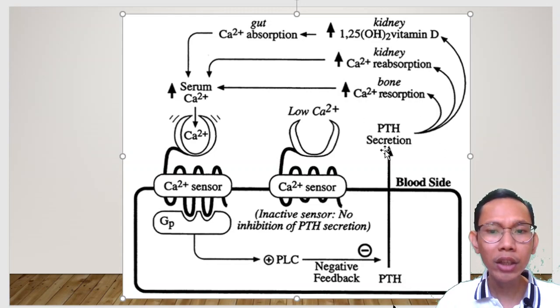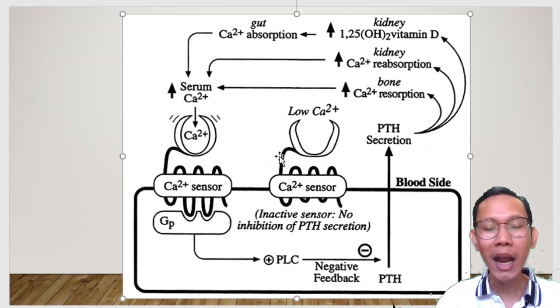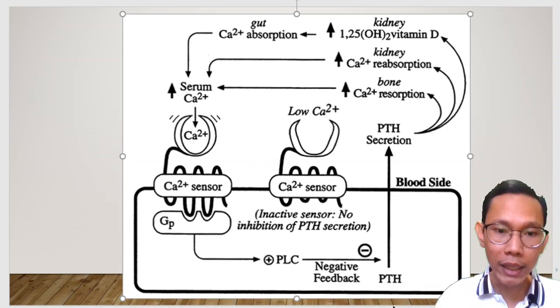So what are the target tissues of your parathyroid hormone? It is your kidney and bone. In the kidney, it will result in increased secretion of your vitamin D and increased calcium reabsorption. In the bone, it will lead to increased calcium resorption. So the net effect of your parathyroid hormone is actually to increase your serum calcium. I guess that's very clear.